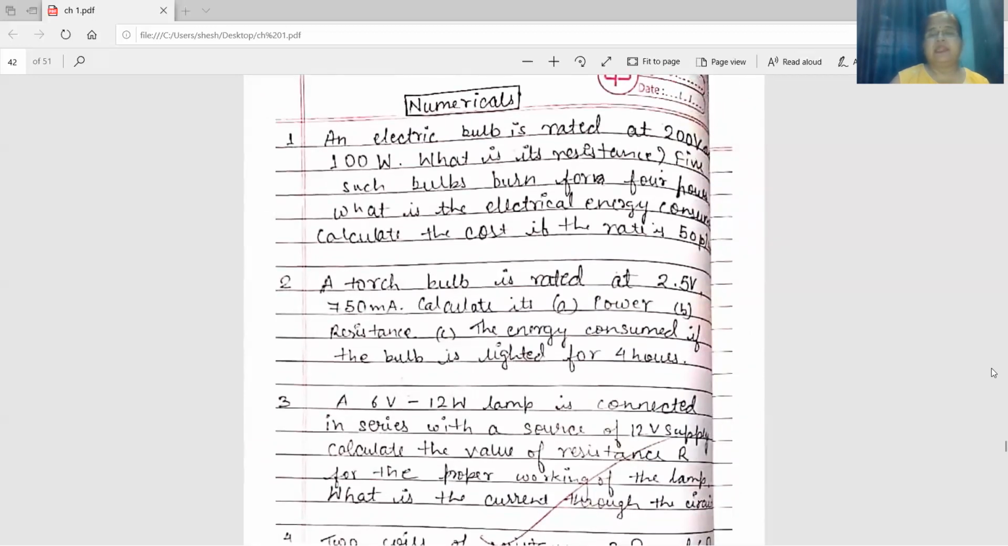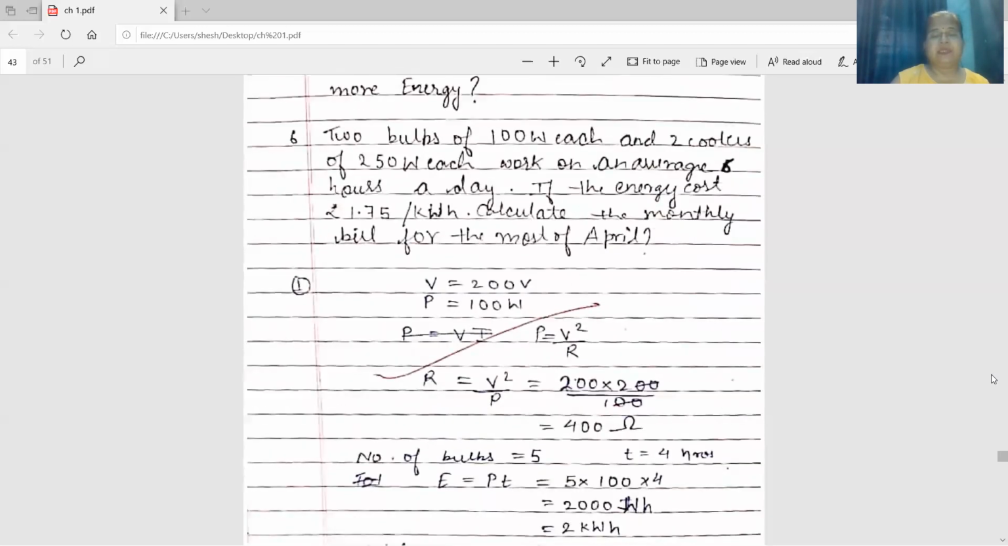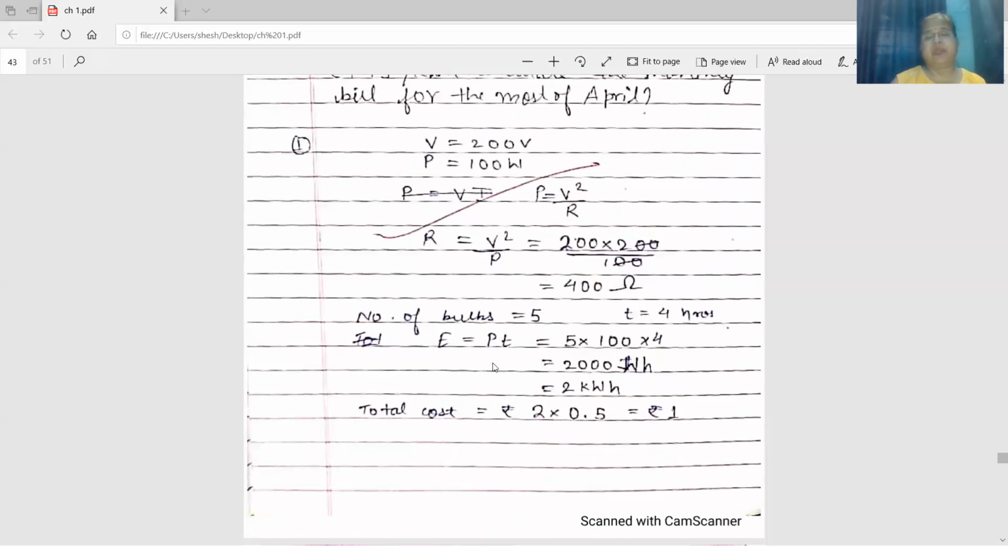One is what is the electrical energy consumed, and second, the total cost. The amount of electrical energy consumed, E, equals power into time. Power is given as 100 watt for one bulb, and there are 5 bulbs, so we multiply by 5. In place of P, total power, you are getting 5 into 100, and time is 4 hours. You are getting 2000 watt hour.